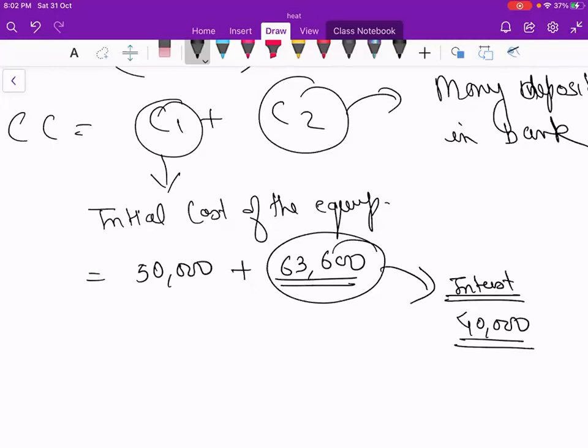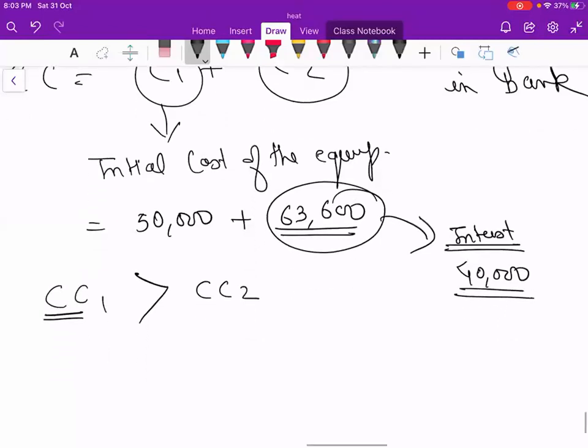So suppose, which capitalized cost you will choose? Some equipment has two capitalized costs, CC1 and CC2. And if CC1 is greater than CC2, which capitalized cost you will choose? Tell me. 50,000 rupees is the initial cost of the equipment, and 50,000 rupees is for the second equipment also. So which we will choose? CC1 is greater than CC2. Okay, we will be choosing CC2.